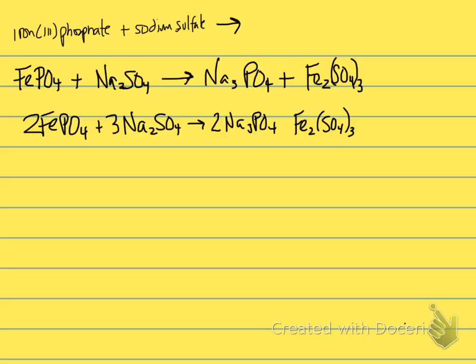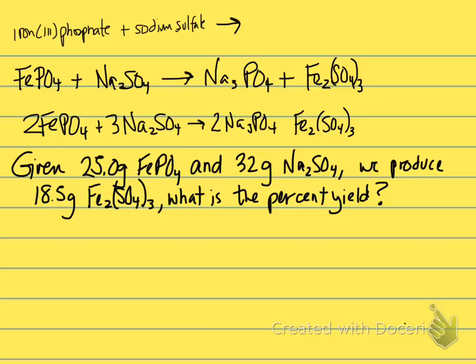Okay, we'll record here. So if we've got a balanced chemical reaction, if we do this reaction with 25 grams of iron 3 phosphate and 32 grams of sodium sulfate. Well, let me write this down. So given 25 grams of iron 3 phosphate, 32 grams of sodium sulfate, we produce 18.5 grams of iron 3 sulfate. What's your percent yield?